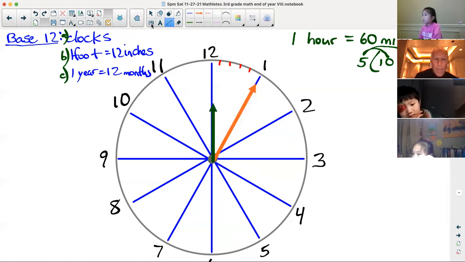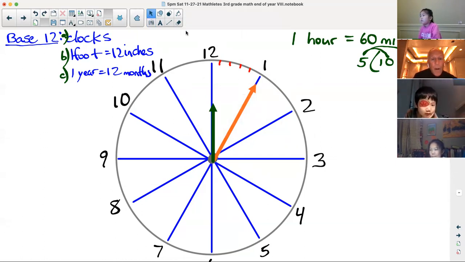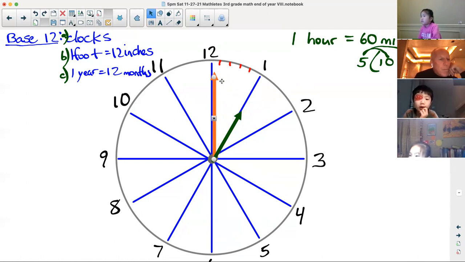Who can tell me what time that is? And we're not right now talking about AM or PM. It's just the time on the clock. Go ahead, Stella. 1 o'clock. Interesting. Now, if the hour hand was pointing to the 1, and if the minute hand was pointing to the 12, that would be 1 o'clock. Does that make sense, Stella?